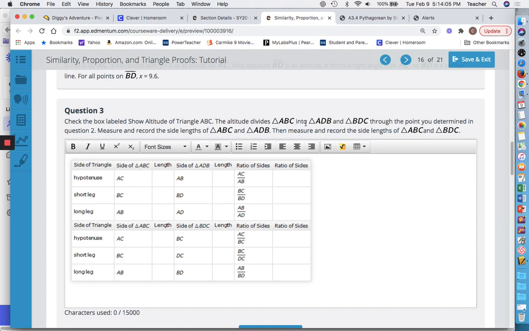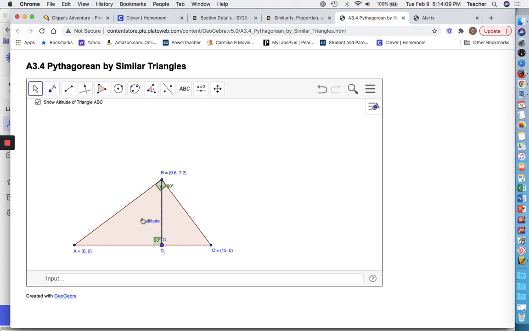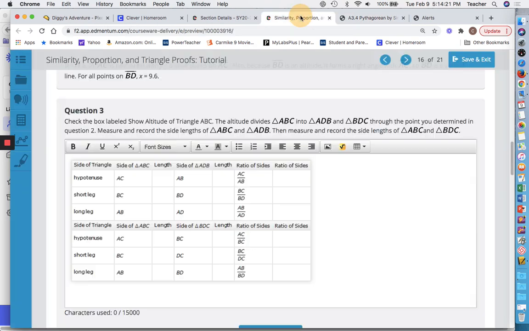Divides triangle ABC into 2 different triangles, ADB and DBC. All right, so these are my 2 triangles we're talking about. ADB is the one on the left, and CDB is the triangle on the right. All right, so determine question 2. Measure and record the side lengths of ABC and ADB. Then measure and record the side lengths of ABC and BCD. That's a lot of work. Okay. All right, let's get to it.